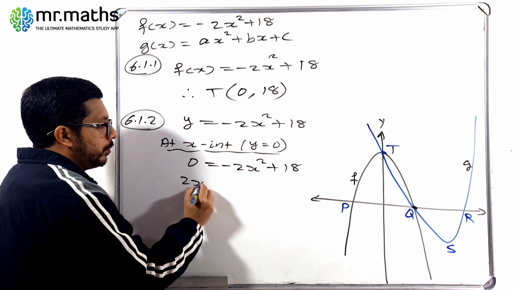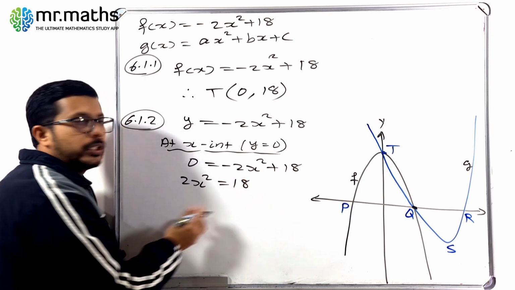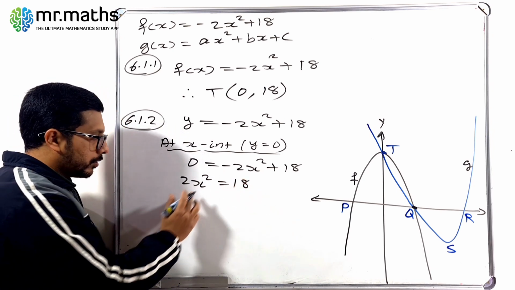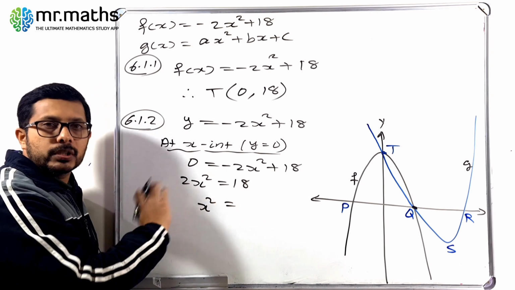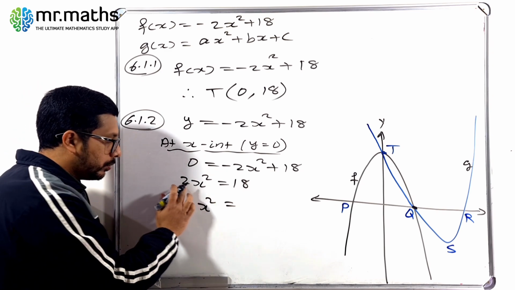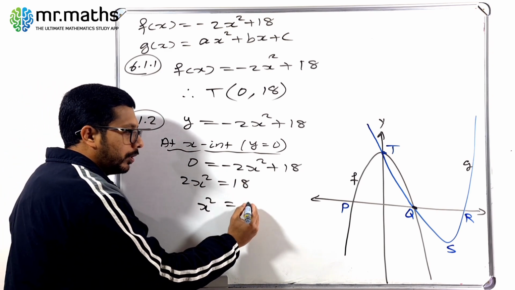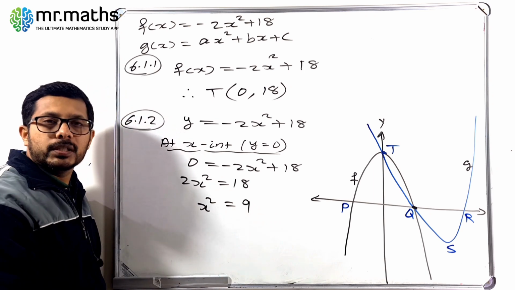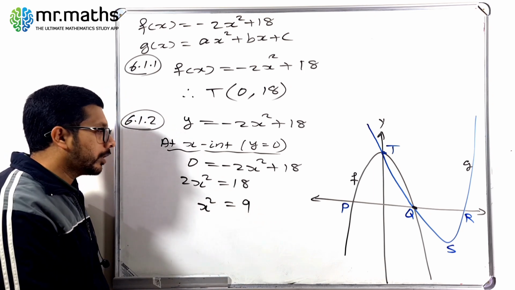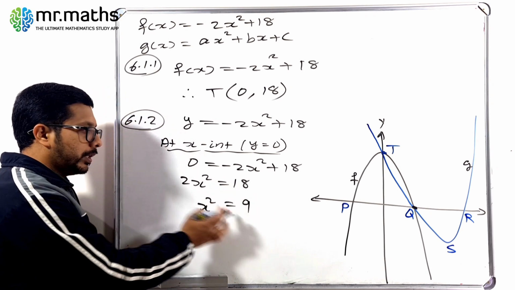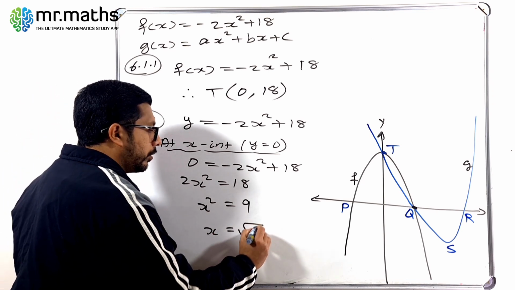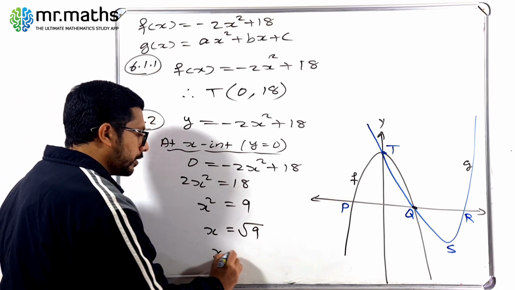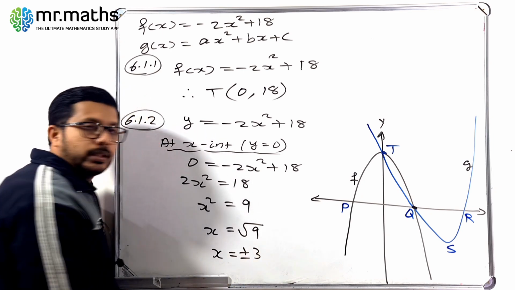So 2x² is equal to 18. From here, what is x²? Divide both sides by 2, or take this 2 to the denominator. 18 divided by 2, that is 9. Okay, so what is x? Square root of 9. So x is equal to plus or minus 3.